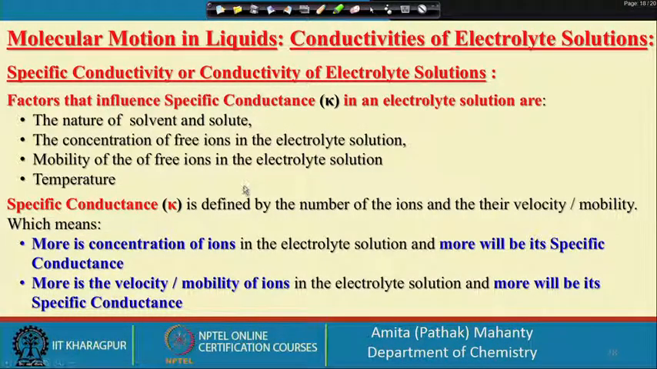What type of classifications we have, or what type of distinguishing parameters we have, for a solute to give you an increased number of ions, and hence an increased value of kappa, or increased mobility of ions. So, these 2 parameters we are going to look into, and this we are talking about in terms of the specific conductance or conductivity of an electrolyte solution.